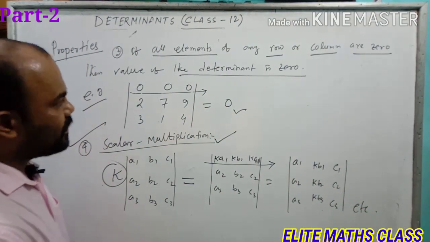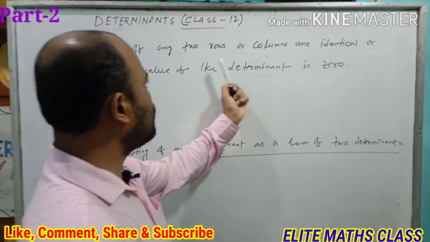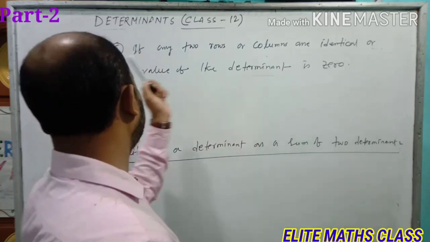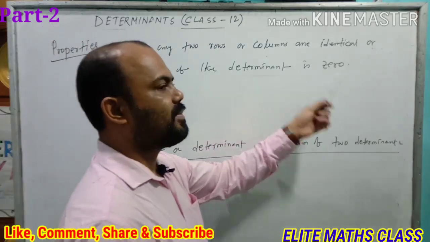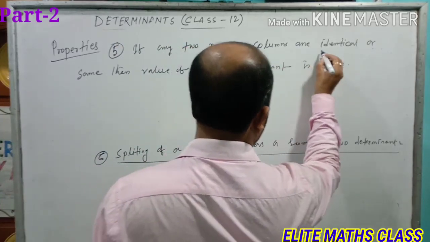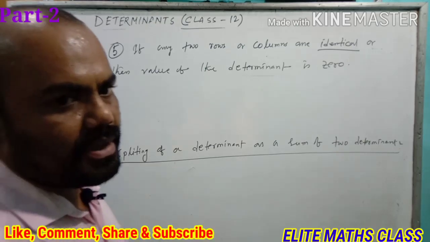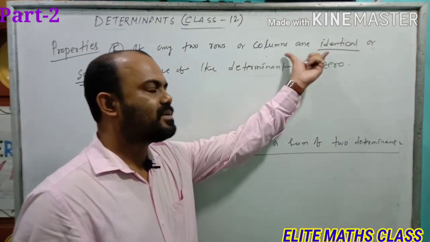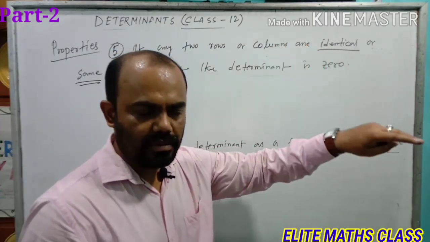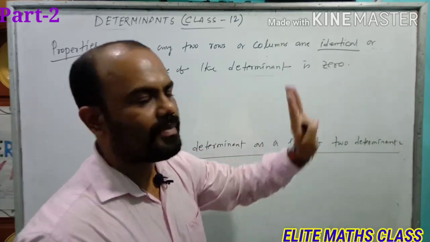Now let us see numbers 5 and 6. Property 5 is, if any two rows or columns are identical or same, then the value of the determinant is 0. If this happens, then no need to expand the whole determinant. By using this property, you can write that the value of the determinant is 0.